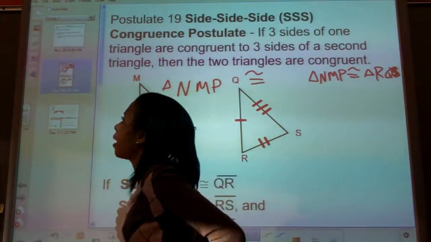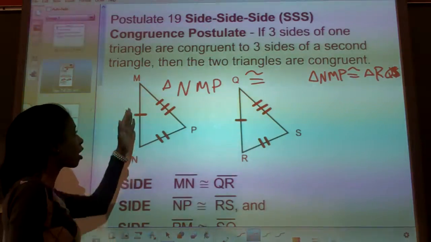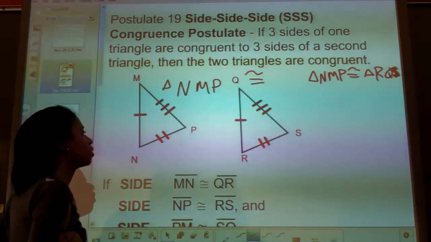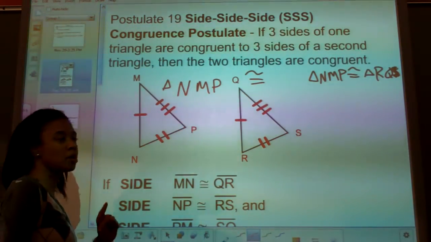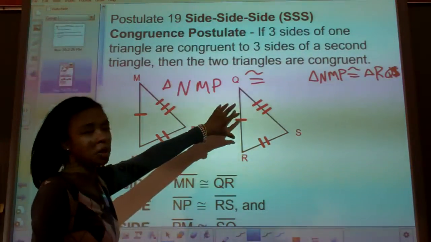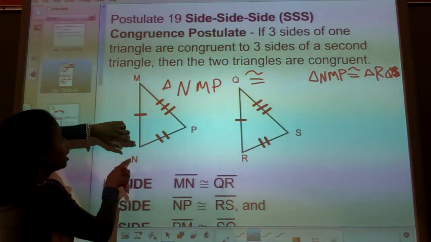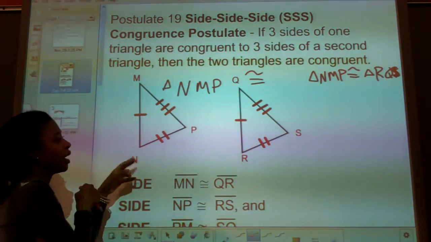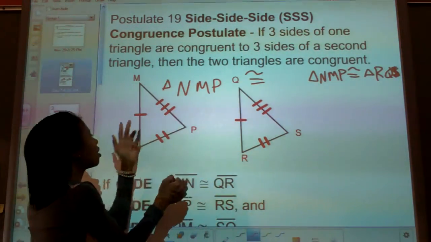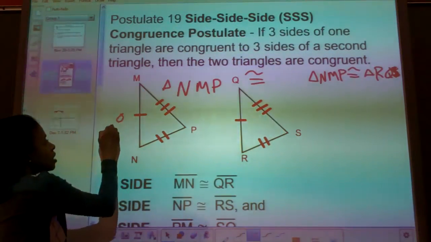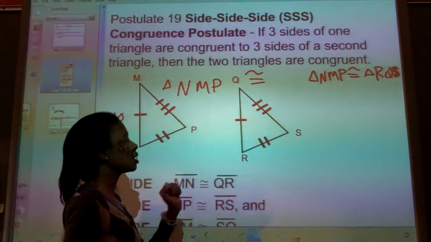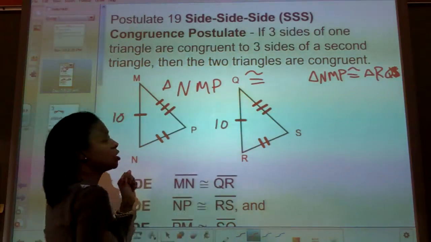Now, what this particular postulate number 19 is saying is that I'm talking actually about the sides opposite the angles. So, I see one side is congruent on one triangle and it's congruent to the same exact side on another. For example, NM. NM is the same exact length as RQ. So let's say that NM was 10 units. That automatically means that RQ is also 10 units.